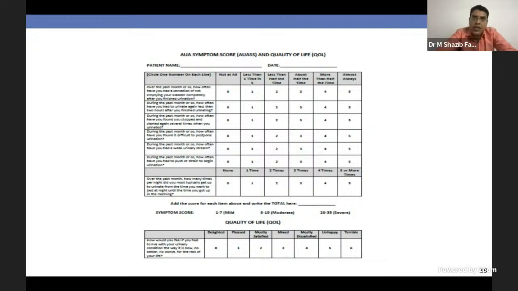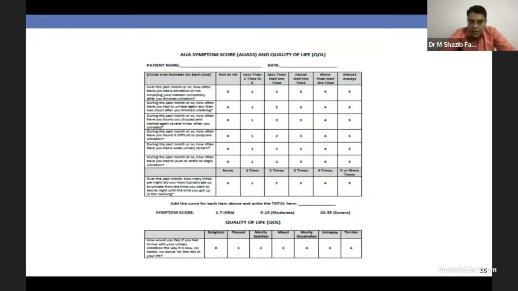So every single parameter has different points as per the condition. First is, over the past month or so, how often have you had a sensation of not emptying your bladder completely? If not at all, the patient does not have this symptom, then the score is 0. If less than 1 in 5 times, 1; less than half the time, 2; about half the time, 3; more than half the time, 4; and almost always, the patient has a sensation of not completely emptying the bladder, then we'll give 5 points.